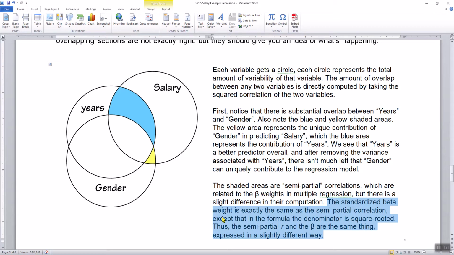The standardized beta weight is exactly the same as the semi-partial correlation, except that in the formula the denominator for the standardized beta weight is square rooted. Thus the semi-partial R and the beta are the same thing. To put it simply, without actually using the formula, one has the denominator square rooted and the other does not. So it's just a different metric, but it's giving you essentially the same information. So you can think of these as, in essence, the standardized beta weight. And you can see that this one is much larger than this one.